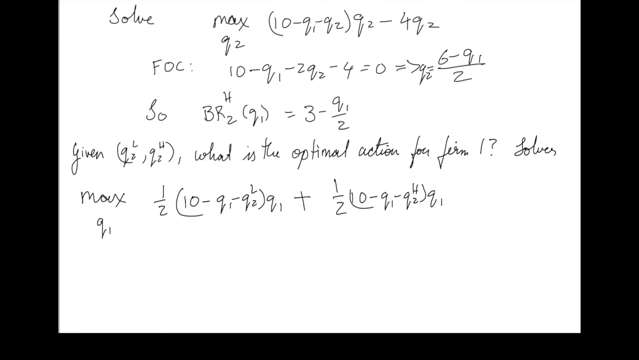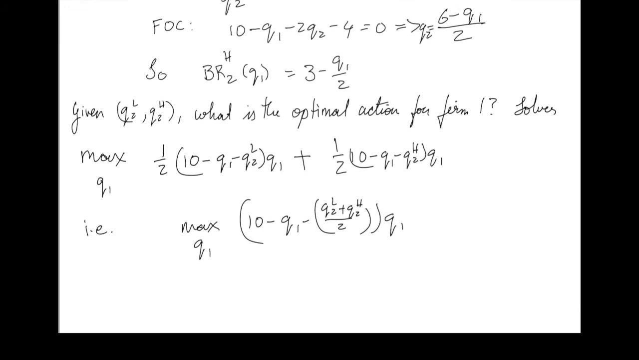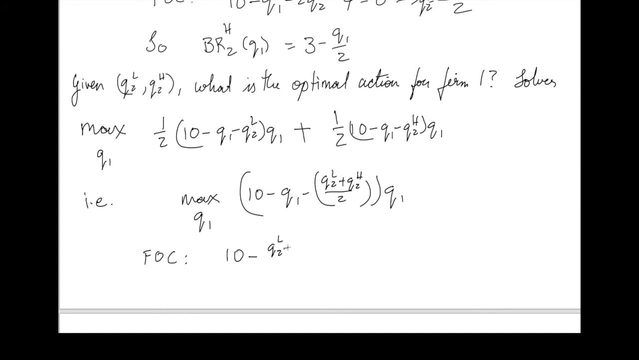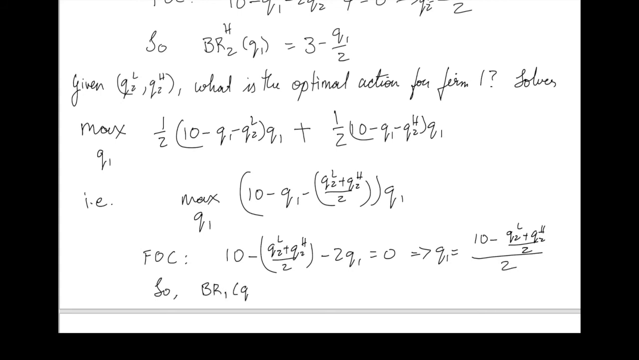Simplifying this expression a little bit, we can write it as: pick Q1 to maximize 10 minus Q1 minus (Q2L plus Q2H) over 2, times Q1. So again, we can write down the first order condition: 10 minus (Q2L plus Q2H) over 2 minus 2Q1 equals 0, which means that Q1 ought to be 10 minus (Q2L plus Q2H) divided by 2, the whole thing divided by 2. Therefore, the best response of firm 1 to the strategy Q2L, Q2H is 5 minus (Q2L plus Q2H) over 4.